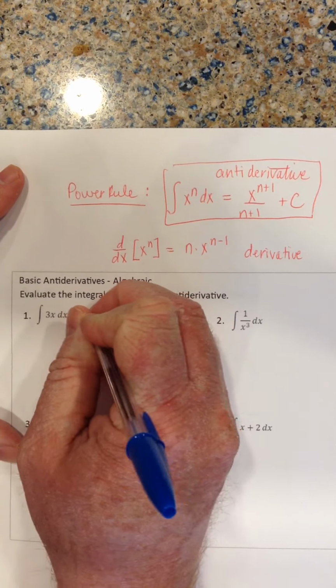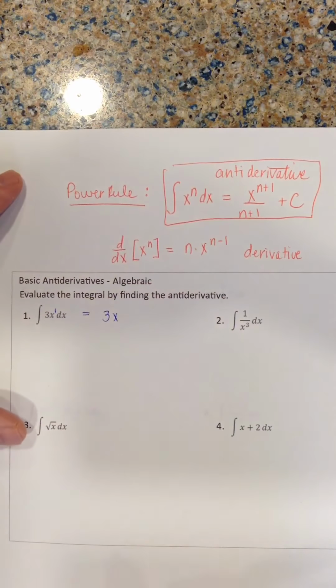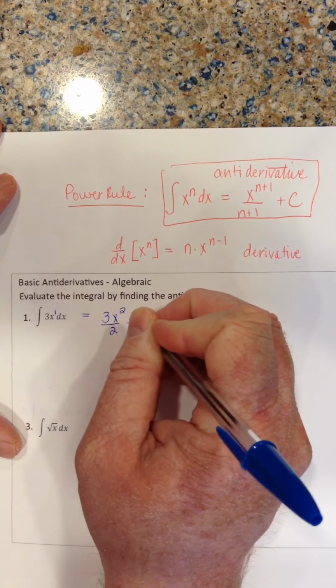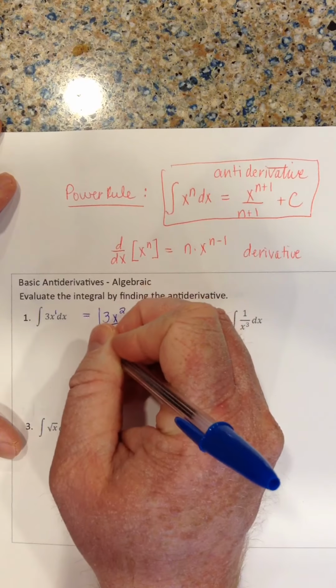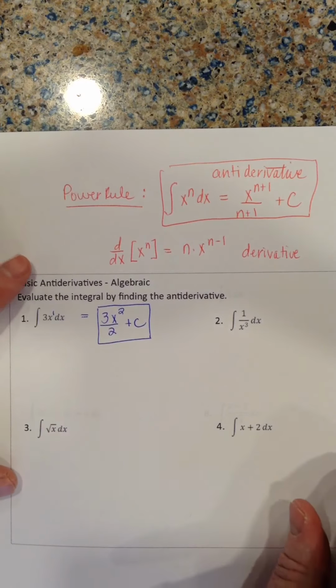Here I have 3x to the first, and so I'm going to add 1 and divide by the new power and add a constant of integration c. And that's the antiderivative for that function. That's all there is to it.